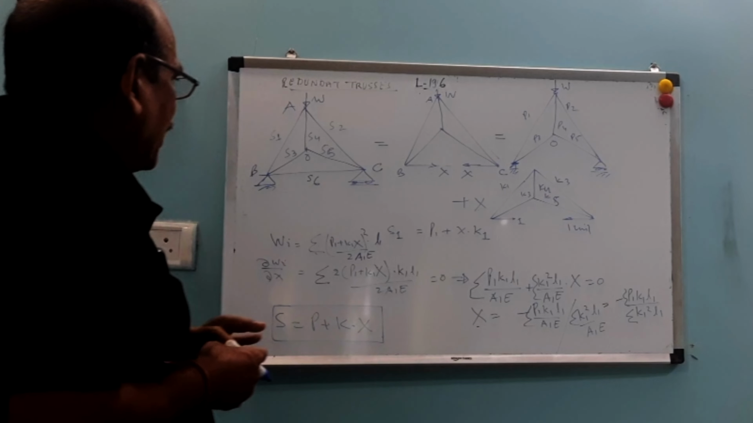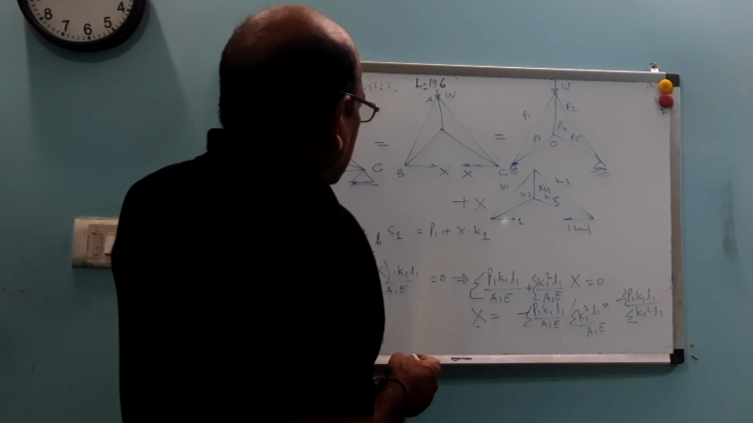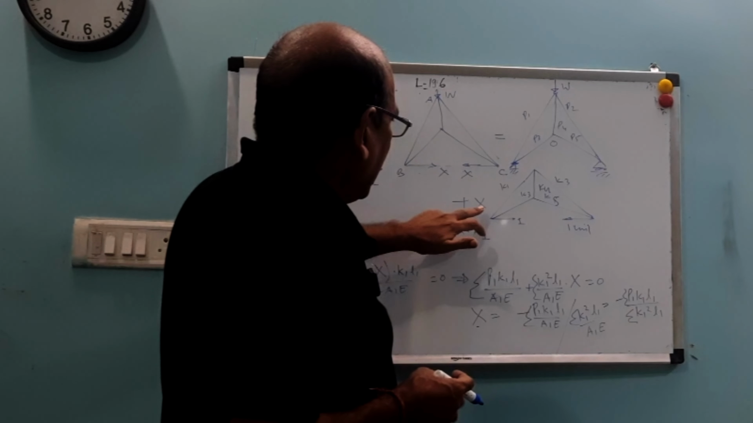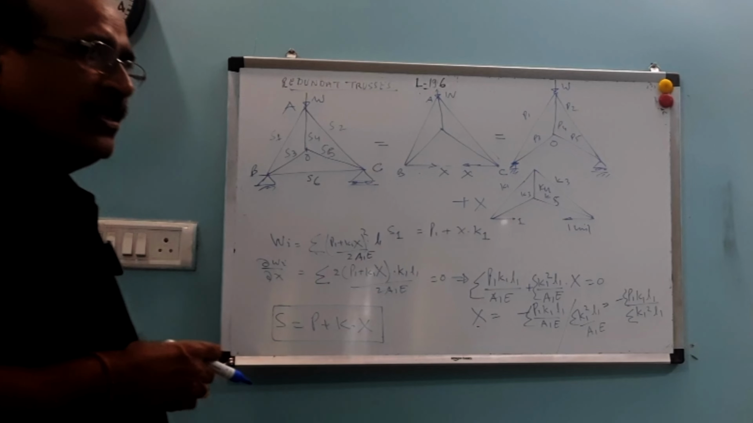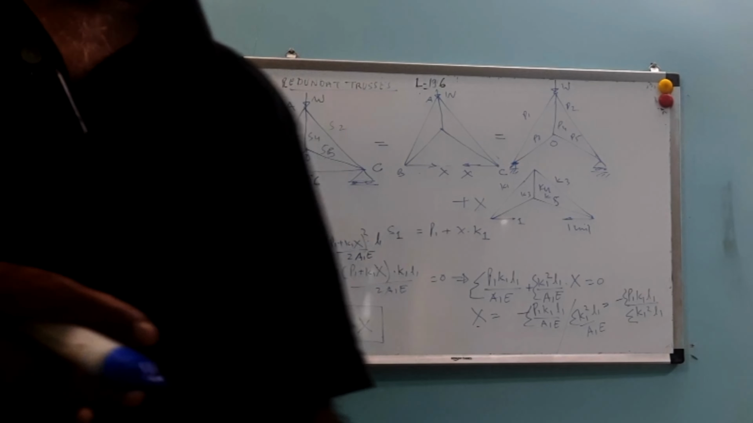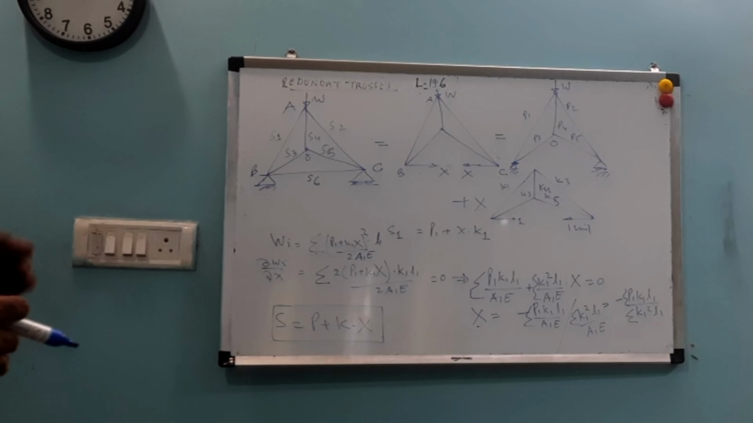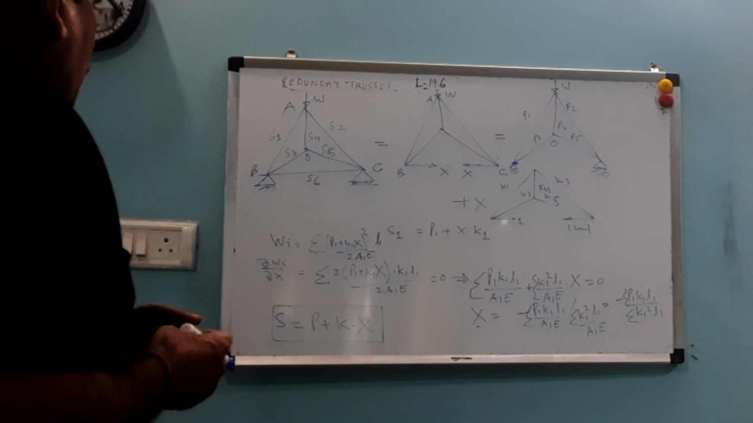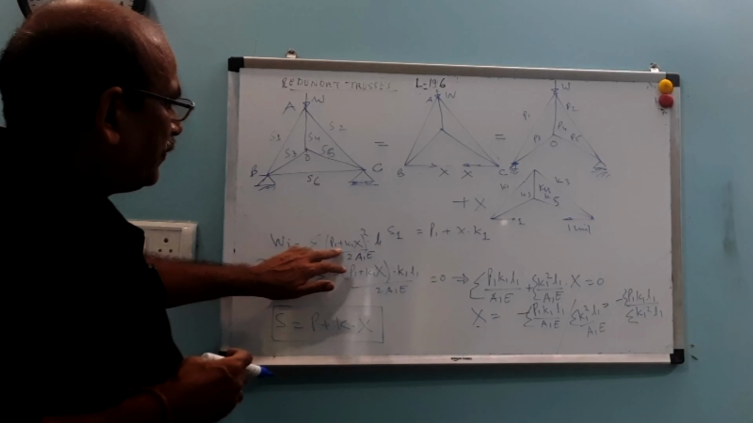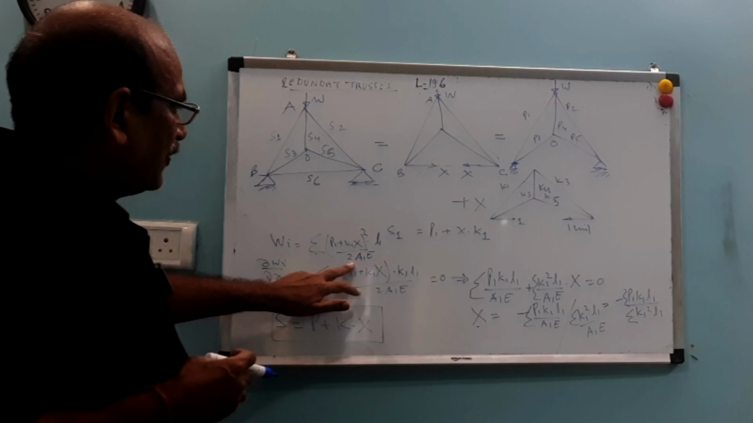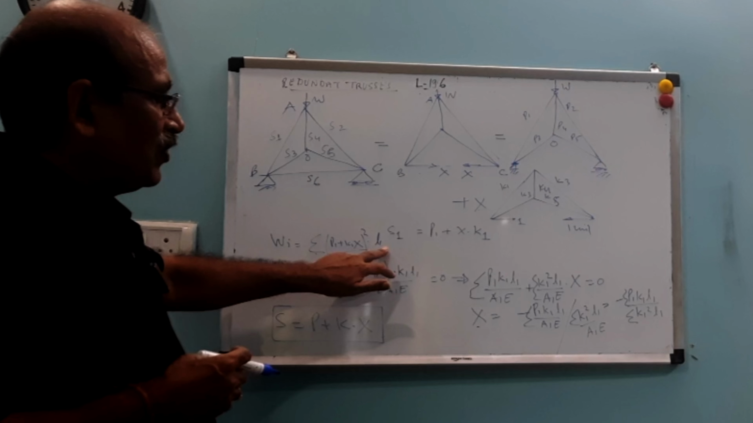Now the combination of this S1 force is nothing but P1 plus X into K1. Likewise, all forces will be calculated. S2 equals P2 plus X into K2. Likewise. So finally, the strain energy is summation of (P1 plus K1 X) whole square divided by 2A1E into L1.